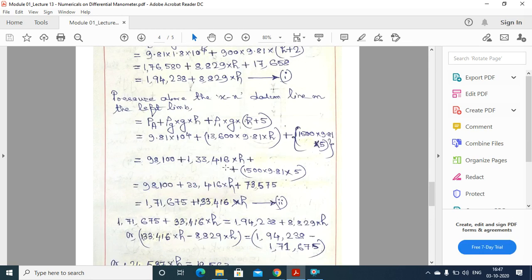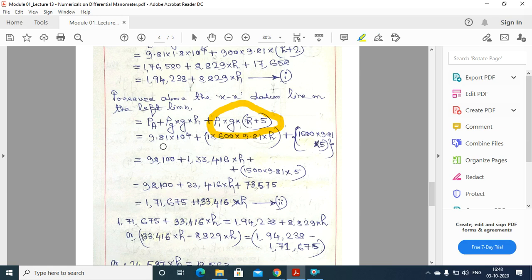Okay, so it will be here instead of this h plus 5, it will be here rho 1 into g into 5. So instead of this term, here you can see that, instead of this term, we have to write that rho 1 g into 5.